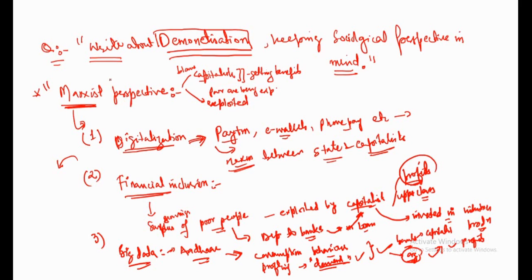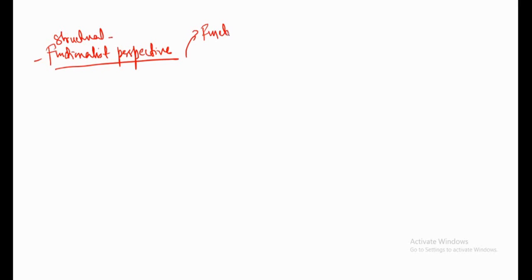Okay, on demonetization. Similarly, if we talk about the functionalist or structural functionalist perspective, here first we will talk about the functions. I already told you that if the government is a right-wing government or the political party is a right-wing party, then what it says in support of a policy is actually a functionalist point of view. Here we will talk about the positive functions of demonetization.